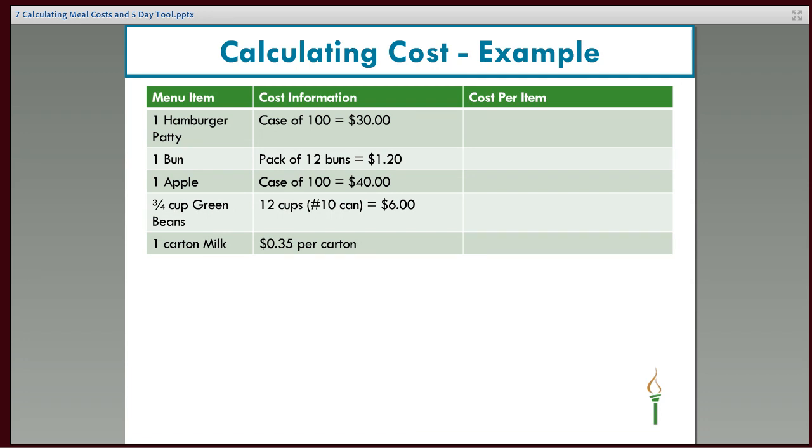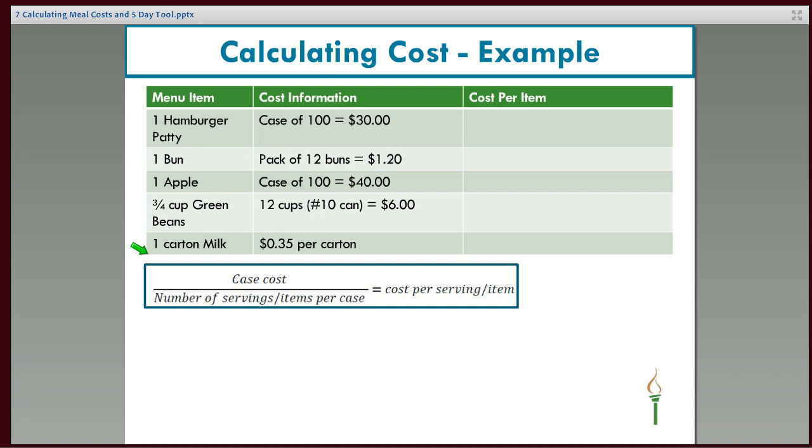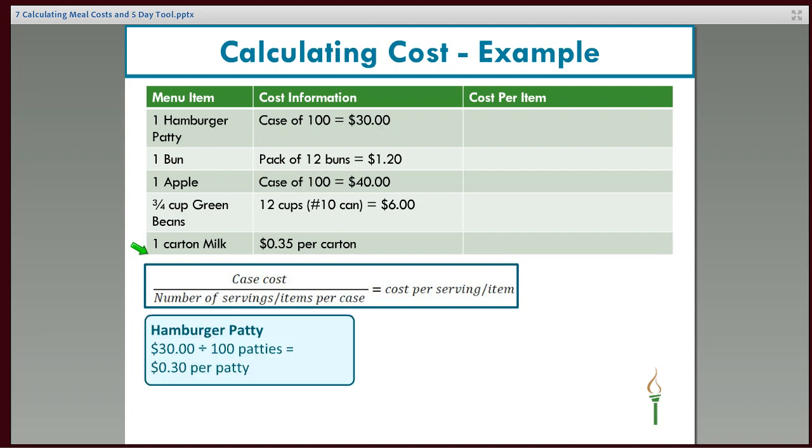In this menu, we served a hamburger patty, a bun, an apple, green beans, and milk. When you calculate your costs, you'll take the cost of the case and divide it by the number of servings in each case, and that will give you the cost per serving for each item. So for the hamburger patty, the case of 100 costs $30. So we take $30 divided by 100 patties, so we know each patty cost us 30 cents.